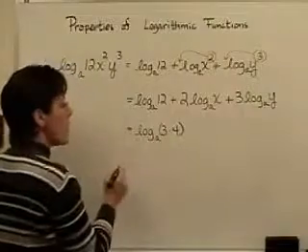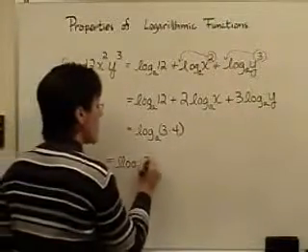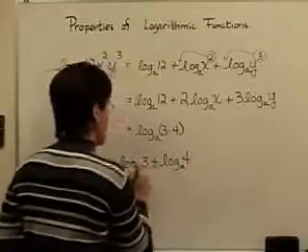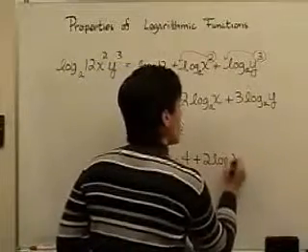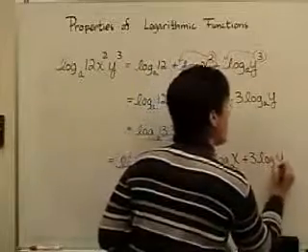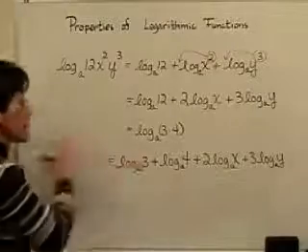And so if you thought of 12 as 3 times 4, you might even consider writing this problem as the log of 3 plus the log of 4. That represents the log of 12, and then bring down the rest, 2 times the log of x, and 3 times the log of y. And let's see, I got my bases in place. I'm all set. That's another correct answer.